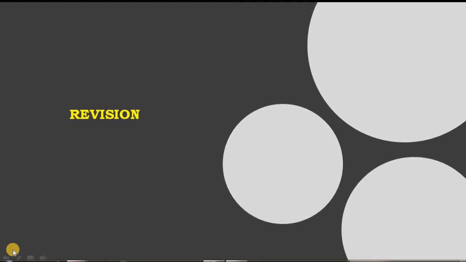Hello everyone. आप सभी लोगों के एग्जाम्स स्टार्ट होने वाले हैं and you all need to revise this syllabus. Today we are going to revise heating effect of electric current of chapter electricity.